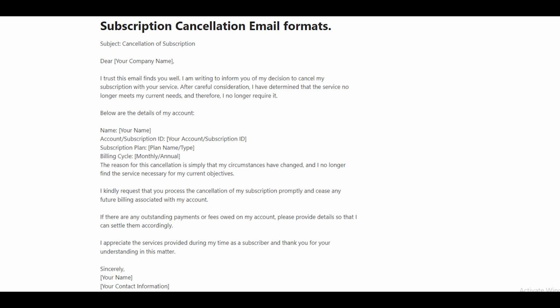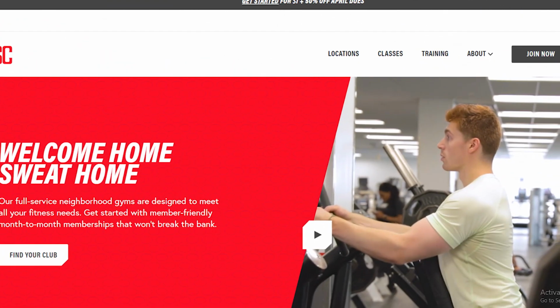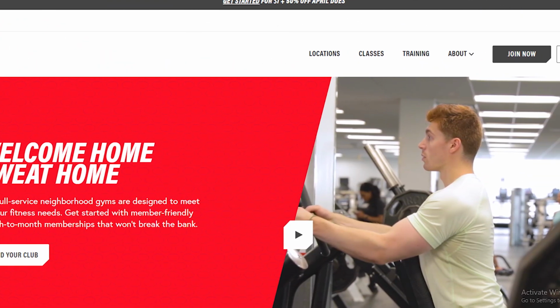Look for the address of your club. Use the Find a Gym page to locate the address of the club you intend to visit. Send a written letter through certified mail. Finally, send the composed letter to the given gym via certified mail. And you are done. Only by using this method, you can cancel your NYSC membership.